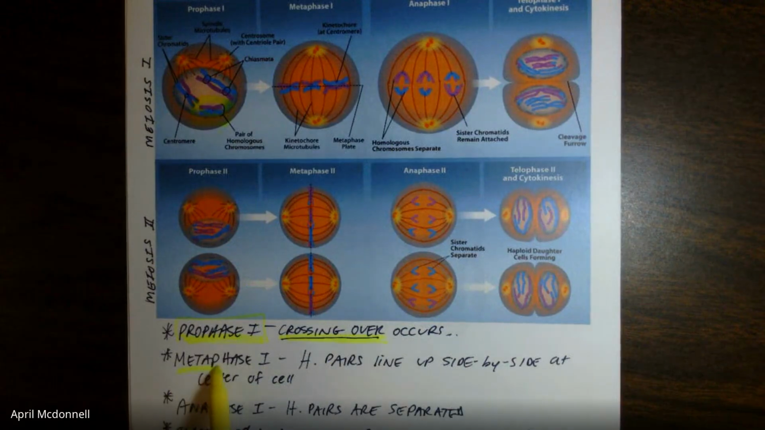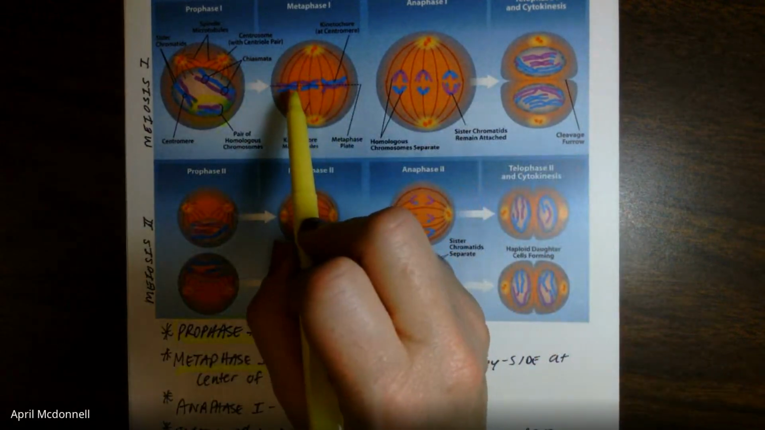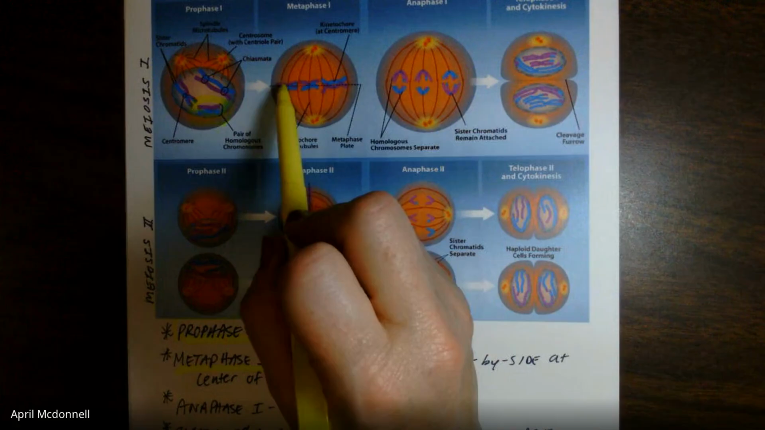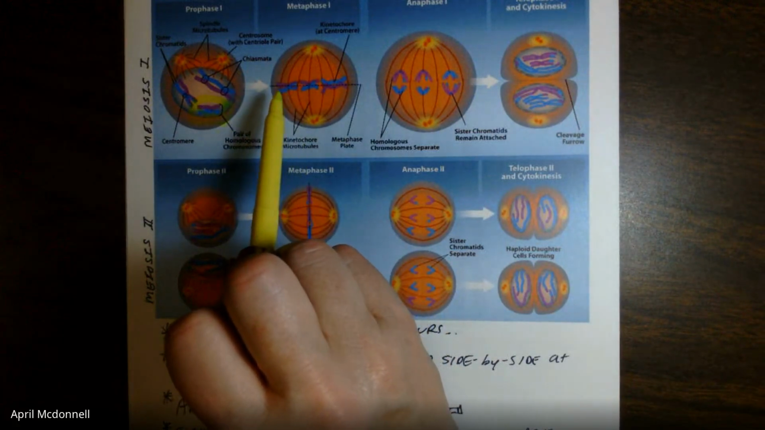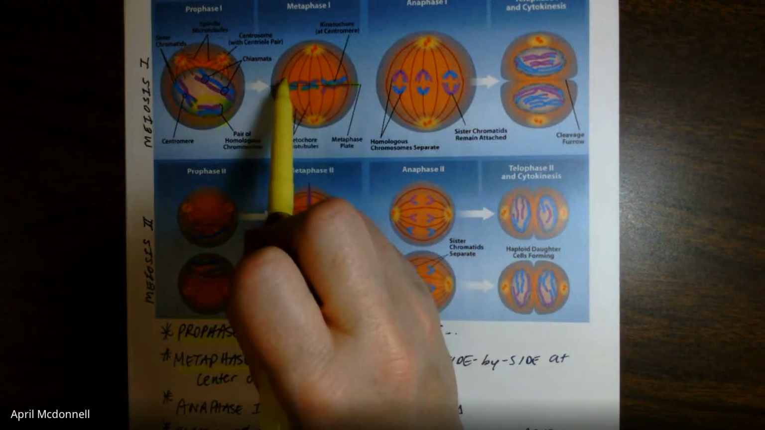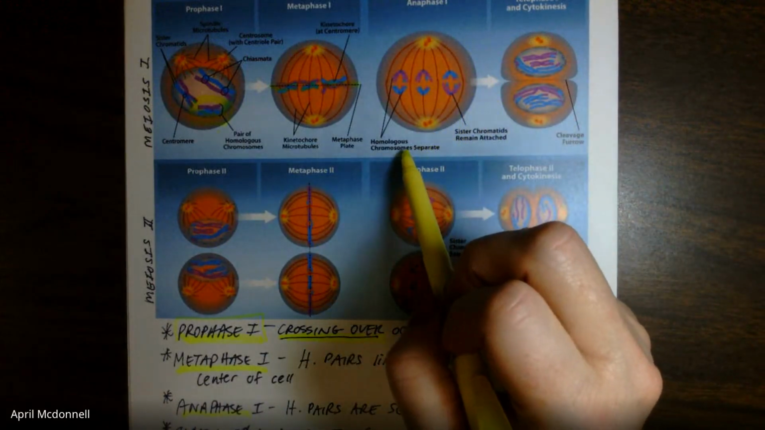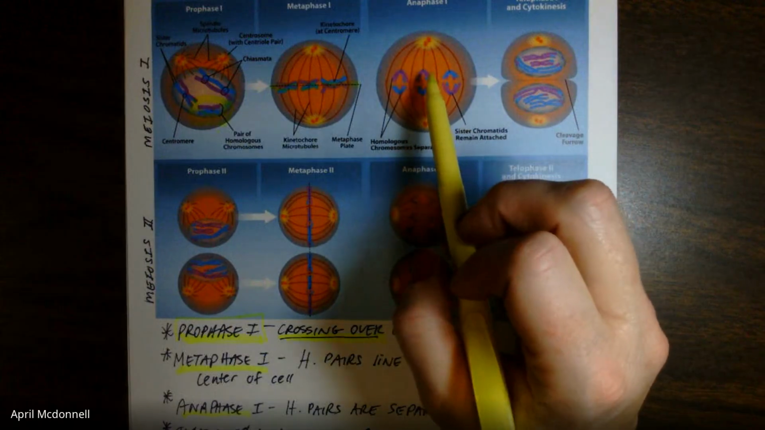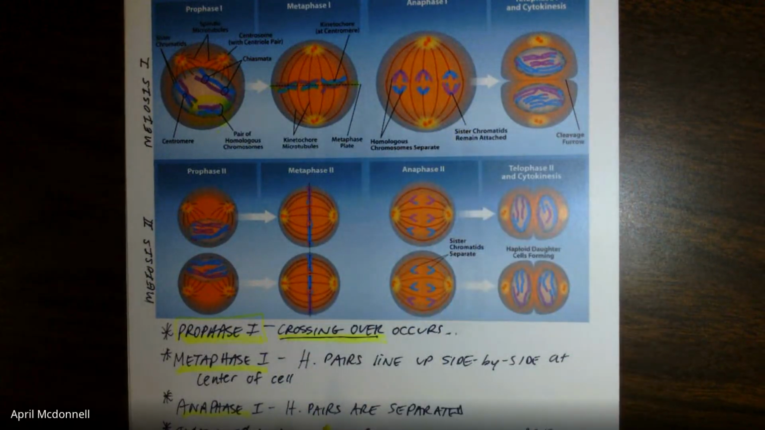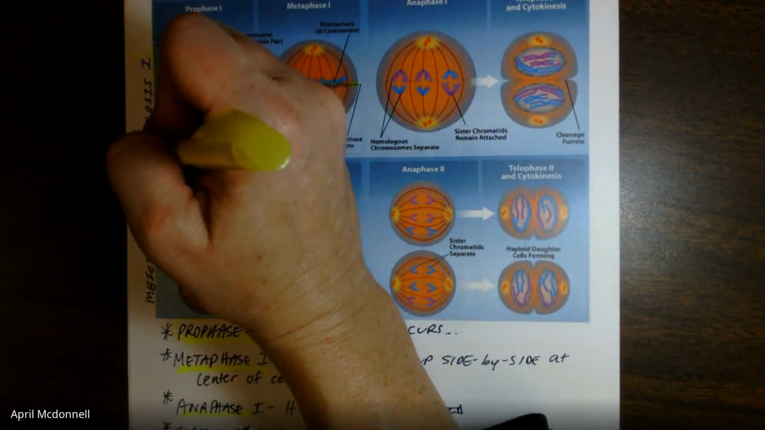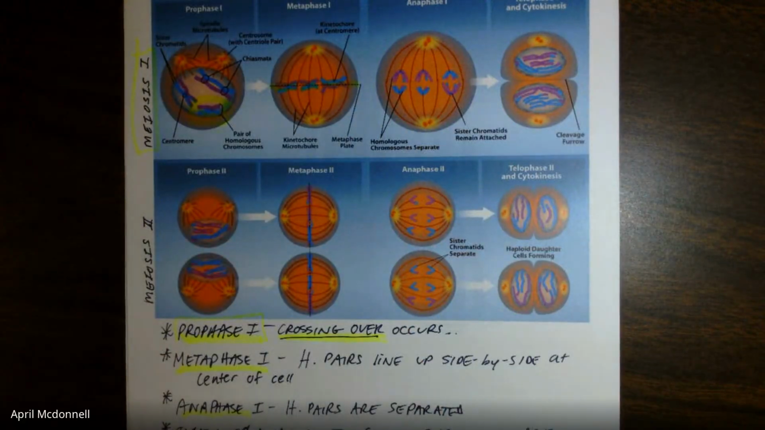You will next want to know that metaphase 1 is when the homologous pairs of chromosomes, the blue chromosome and the purple chromosome, line up next to each other side by side at the center of the cell. During anaphase 1, you will want to know that the homologous pairs of chromosomes are separated and pulled to opposite poles of the cell, and 2 cells are produced at the end of meiosis 1 activities.